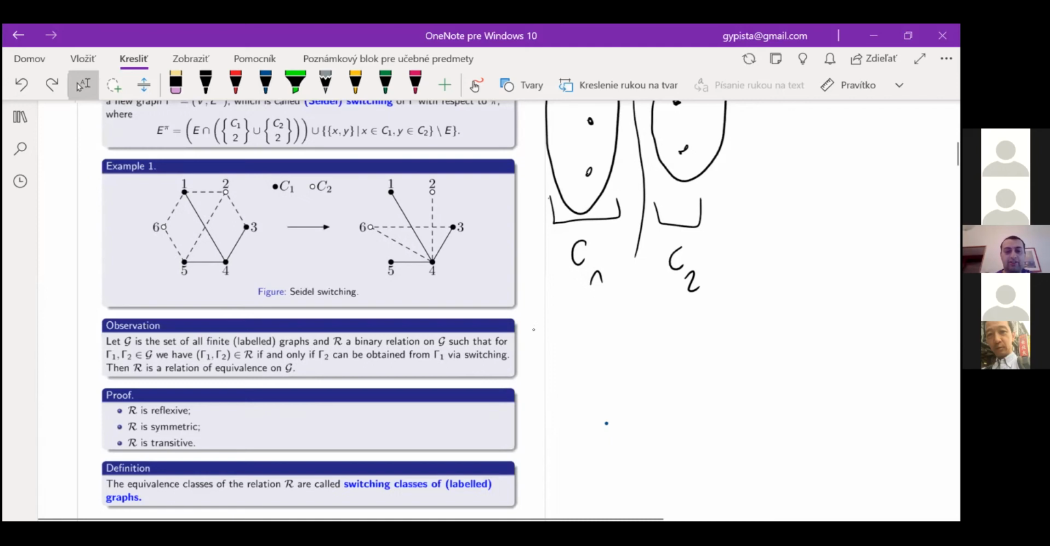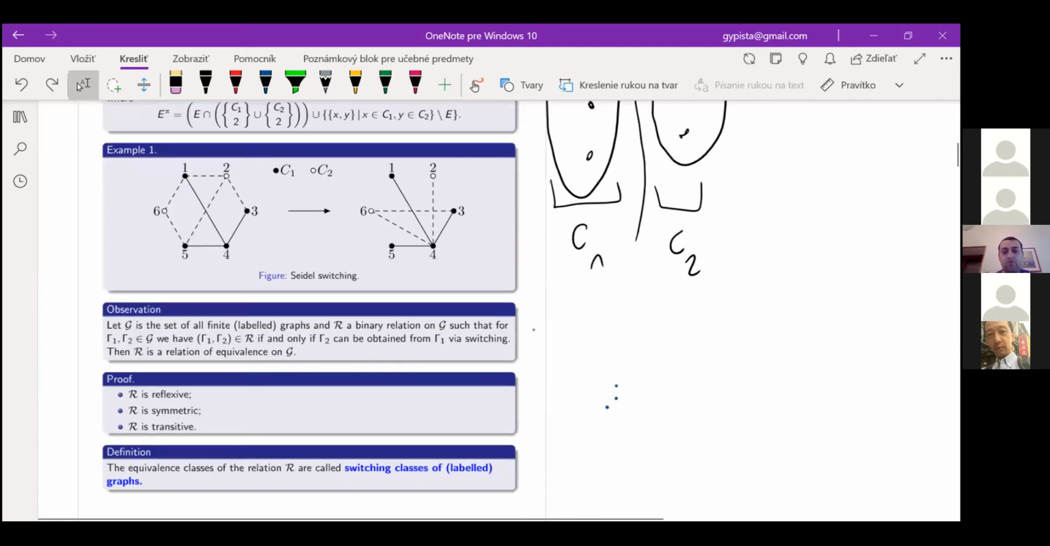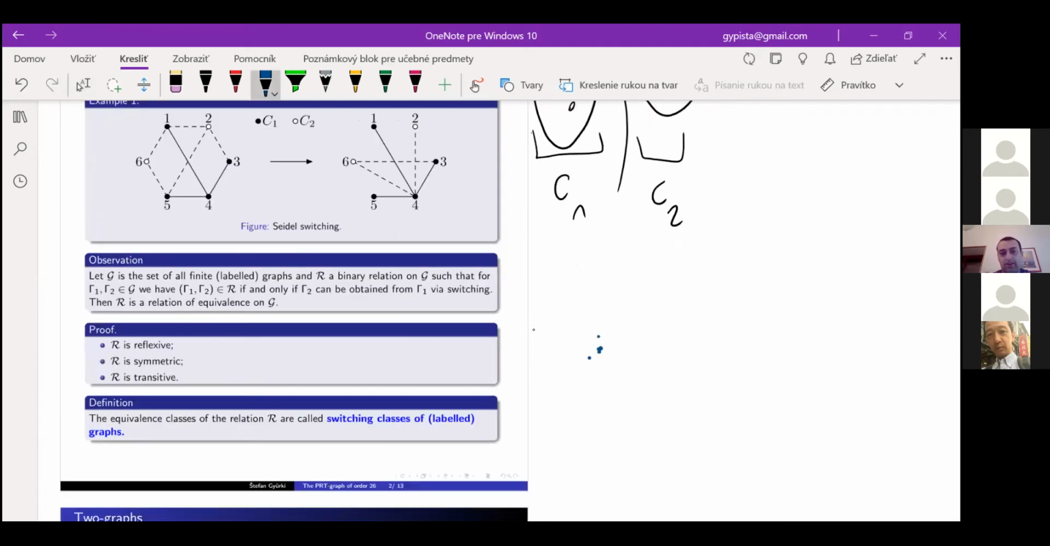It is reflexive because you can choose the two cells in such a manner that one is empty and the second is the full graph. Of course, this changes nothing, so this relation is really reflexive.